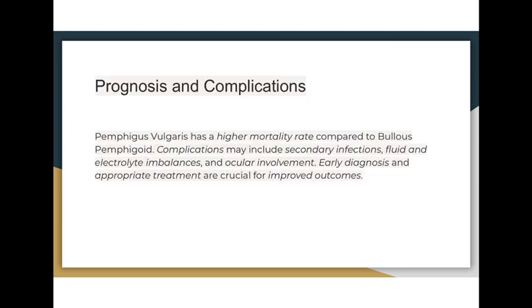Pemphigus vulgaris has a higher mortality rate compared to bullous pemphigoid. Complications may include secondary infections, fluid and electrolyte imbalances, and ocular involvement. This is because of the flaccid blisters of pemphigus vulgaris that burst easily.